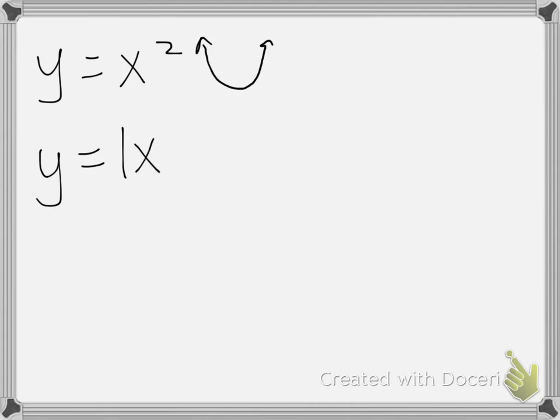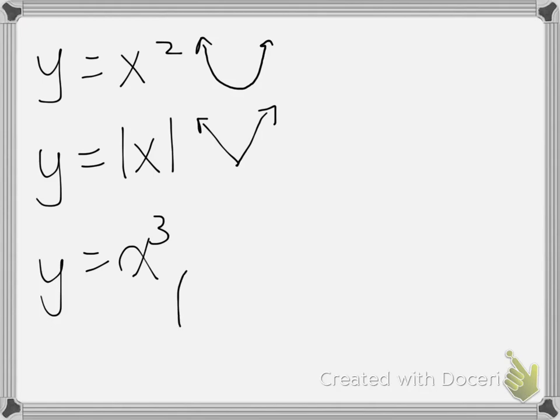Now, we get into things that aren't linear, such as y equals x squared. This makes what we call a parabola. It is a function, but it's not linear. It's not a straight line. You might have y equals the absolute value of x. This is not linear either. It makes a V shape. You might have y equals x cubed, and this makes kind of an S shape. All three of these are functions, they're just not linear.